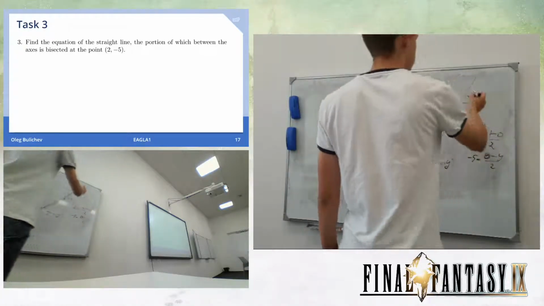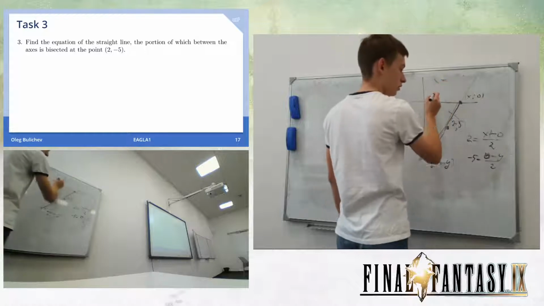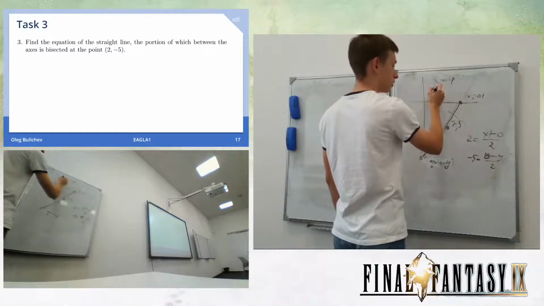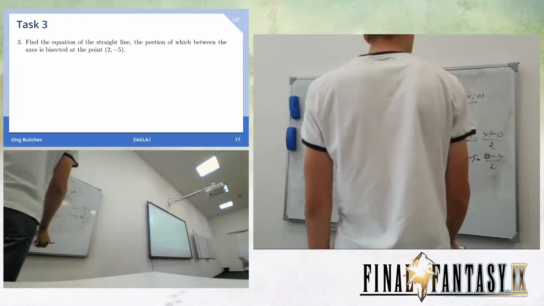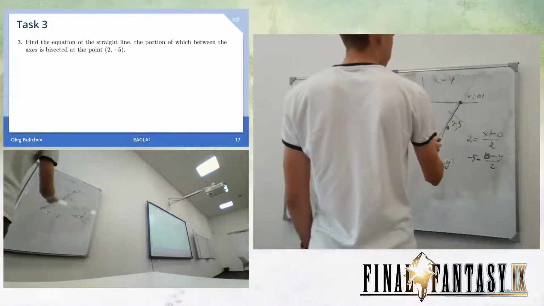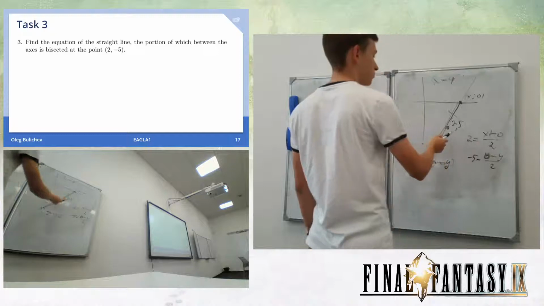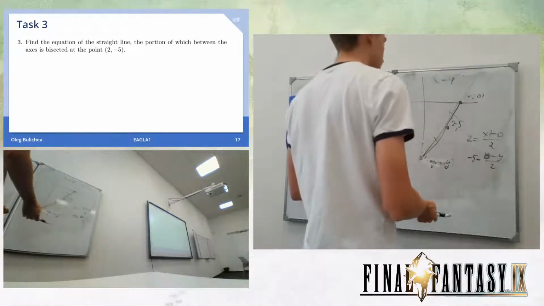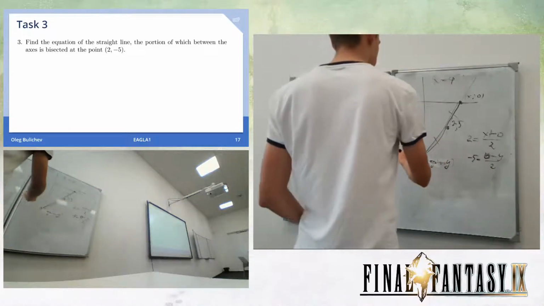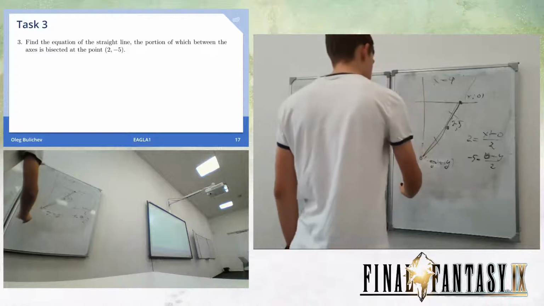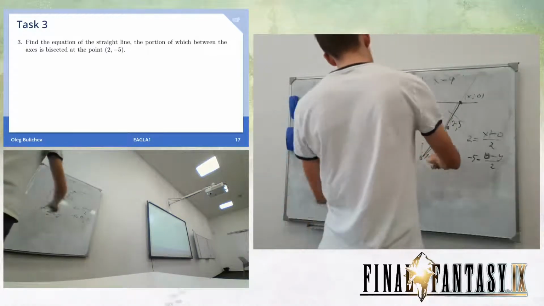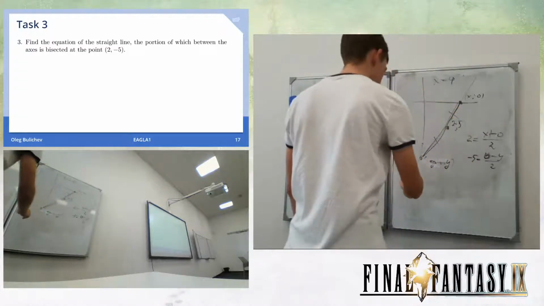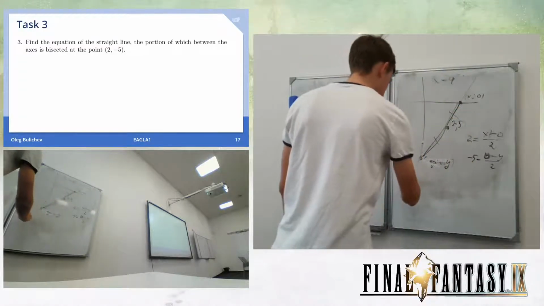From here we have x equal to 4. So can you explain why you have such an equation? Because 2, minus 5 is the median point, and we know the formula for the median of a segment if you know the end and the start coordinates. So could you write it explicitly?